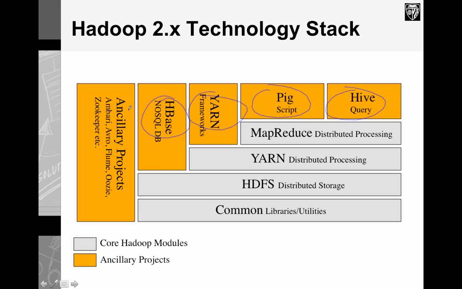Besides this, there are also several other ancillary projects that give you other functionalities. For example, there's Flume for bringing in data, Oozie for job control, Avro for data serialization, Ambari for console, Zookeeper for distributed transaction management. So there are several technologies out there. And when we talk about Hadoop, we don't really mean just the core Hadoop that I have listed here in the gray. We also mean all these other technologies that we want to use.